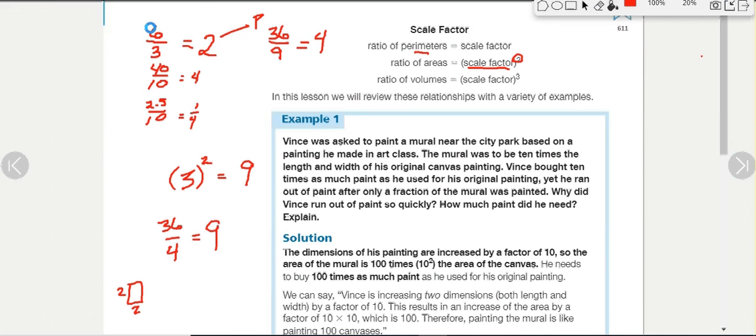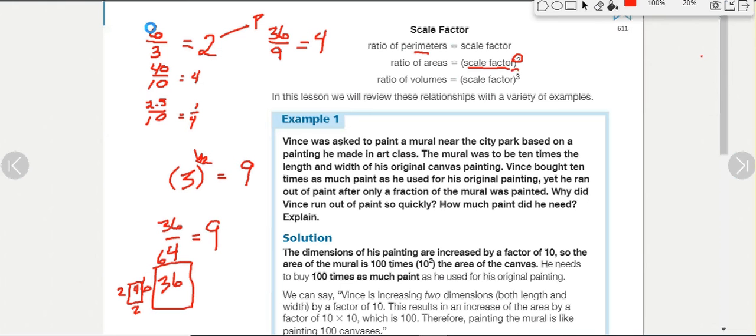Because you need to square the scale factor, your new version would end up being 36 in the middle, which could be a 6 by 6. Okay, see kind of what we're doing here.